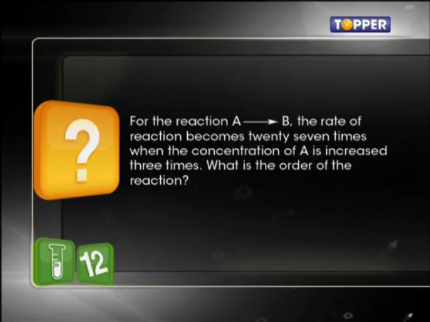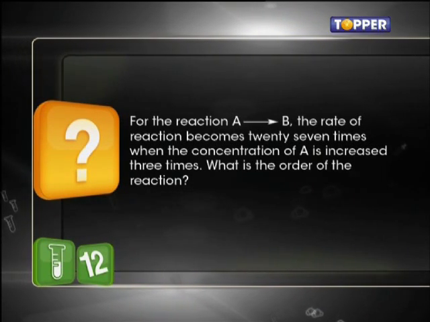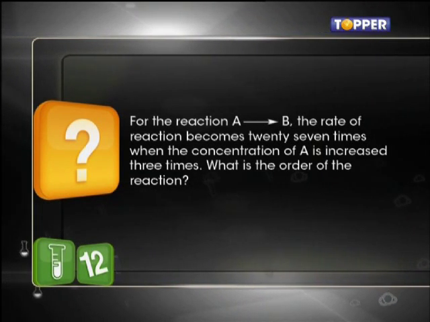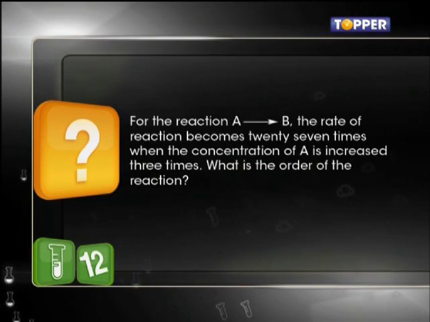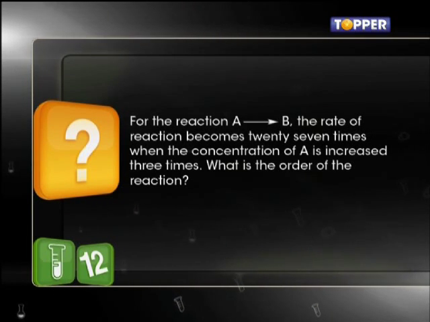We left you with our breaking question. Let's see what was that. For the reaction A gives B, the rate of reaction becomes 27 times when the concentration of A is increased 3 times. What is the order of the reaction?